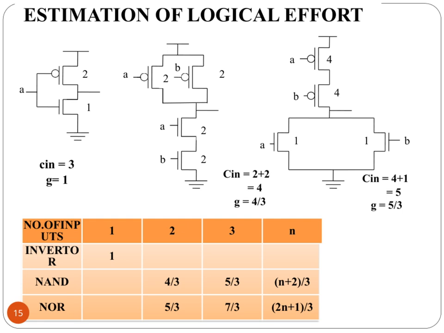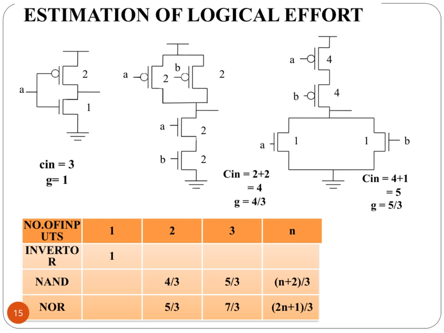For example, a 2-input NAND gate has a logical effort of 4/3, while a 3-input NAND gate is 5/3, and this grows linearly as the number of inputs increases. Similarly, 2-input NOR gates have a logical effort of 5/3, 3-input NORs have 7/3, and this also increases with the number of inputs. The table here summarizes these values clearly, showing how the logical effort for NAND and NOR gates can be calculated based on the formula that includes the number of inputs. This helps us estimate the delay more accurately when designing circuits by assessing the relative performance of different gate configurations compared to a simple inverter.